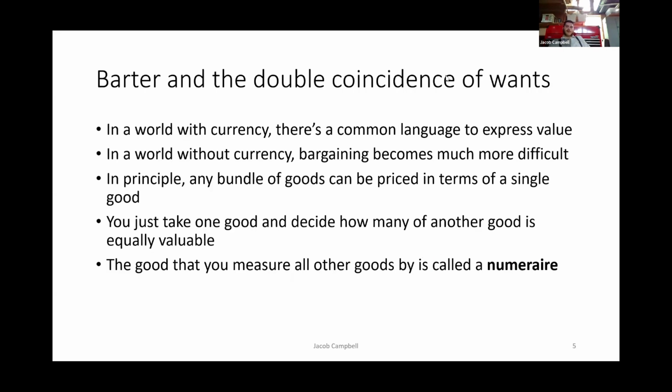Now, in a world with currency, there's a common language to express value. But in a world without currency, bargaining becomes much more difficult. Now, in principle, any bundle of goods can be priced in terms of a single good. You would just take one good and you would decide how many of another good is equally valuable. And the good that you measure all other goods by is called a numeraire.